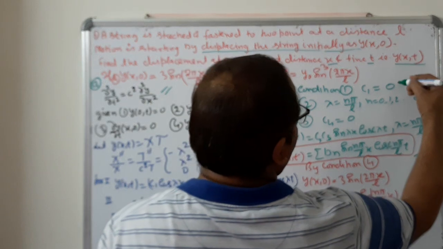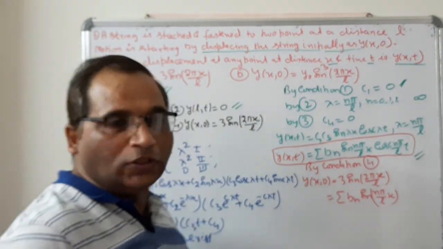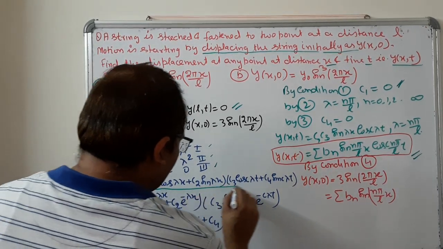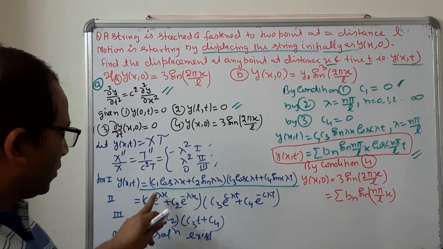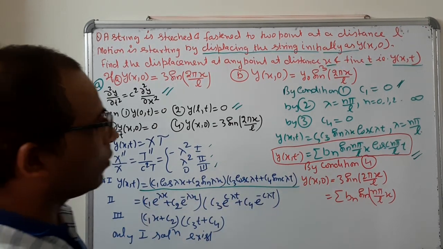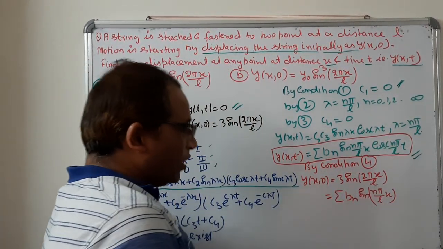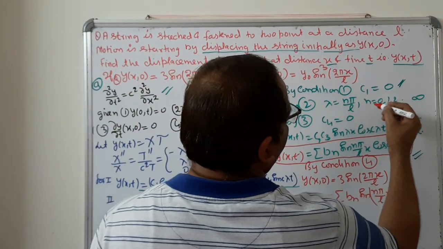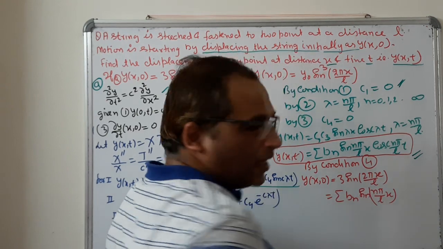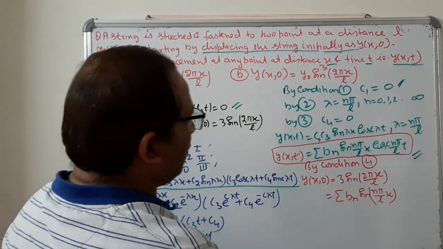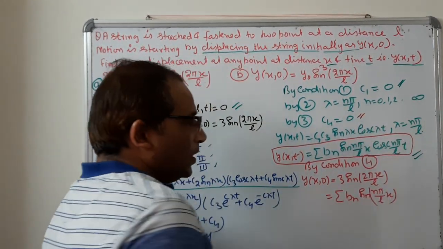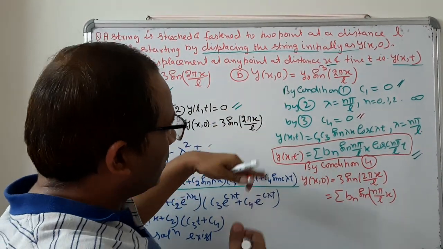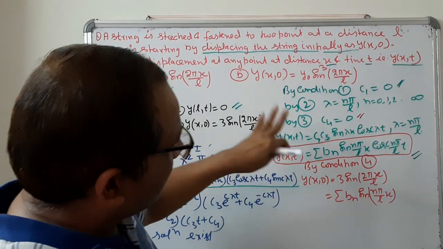As we discussed earlier, from this equation we get c1 equal to 0. Put x equal to 0 in this solution, we get c1, so from here we get c1 equal to 0. Now apply the second condition, as we discussed earlier, we get lambda equal to n pi upon L, where n equal to 0, 1, 2, 3, up to infinity, right? By the third condition we get c4 equal to 0. All these we discussed in the earlier video, so you see there and then write here, right? Otherwise you can write this thing.